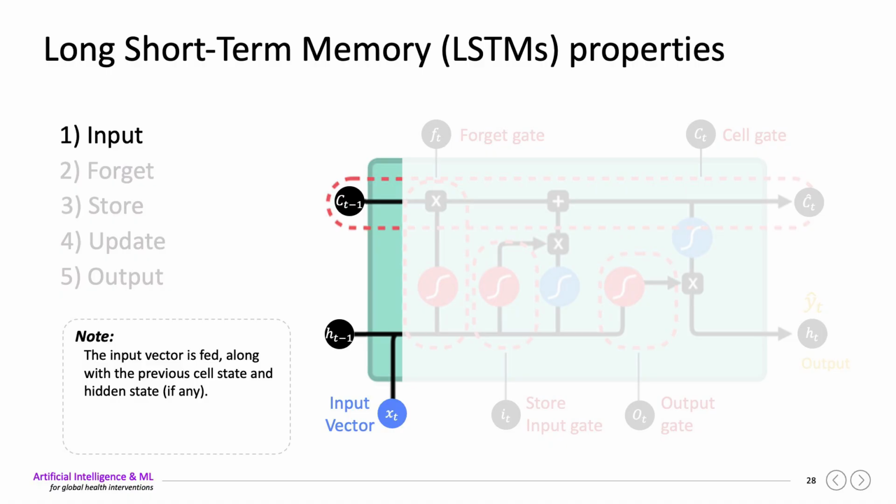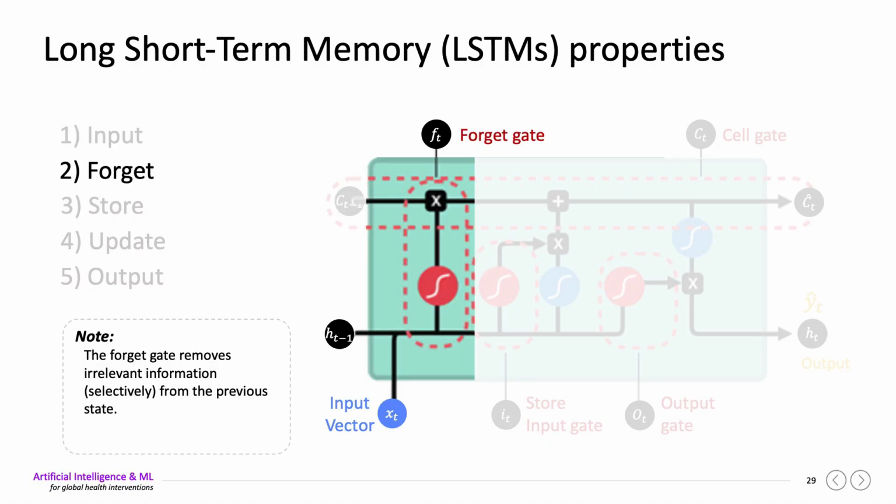Second, in the forget stage, the forget gate computes values between 0 and 1 using a sigmoid function to decide how much of each component of the old cell state c(t-1) should be retained or erased. Values near 1 mean keep this memory, while values near 0 mean forget it.